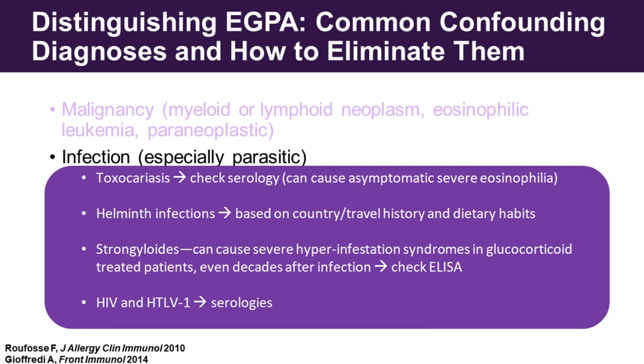Helminth infections, so ask them where their travel history is, what their dietary habits are, have they been eating a bunch of undercooked pork, are they walking around barefoot? I mean, these things sound silly, but there's nothing that can replace that good history in terms of looking for risk factors for other types of diseases. Strongyloides can cause a severe hyperinfestation syndrome in steroid-treated patients, even decades after they got the infection, so you can check an ELISA for that, and your HIV and HTLV1 serologies.